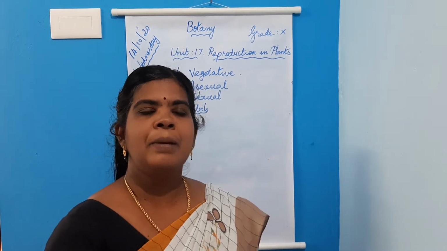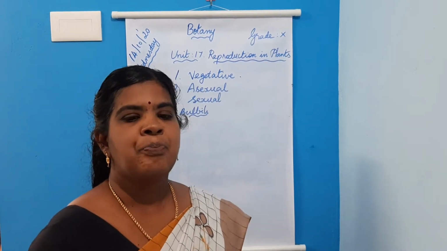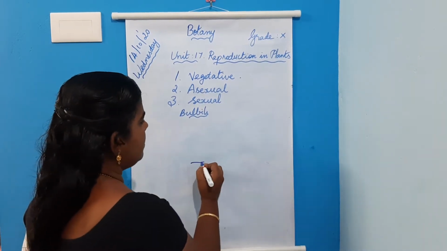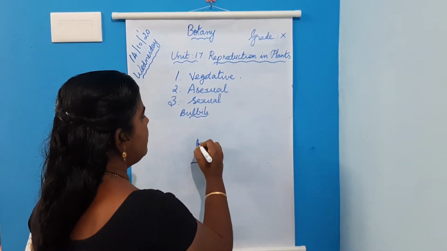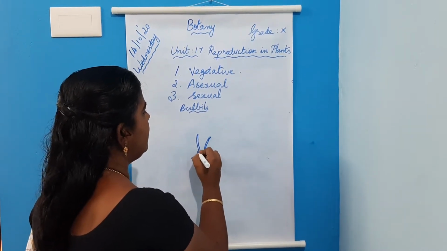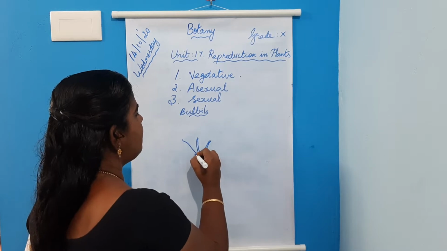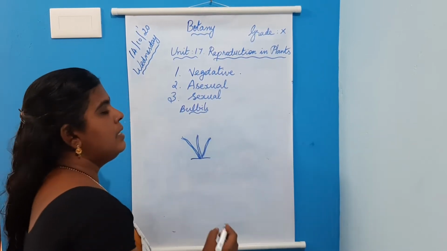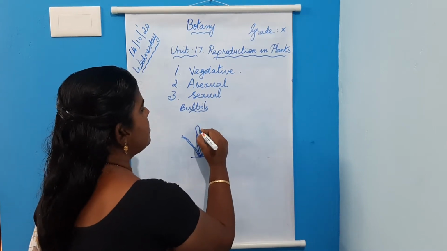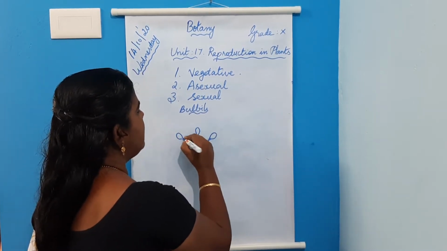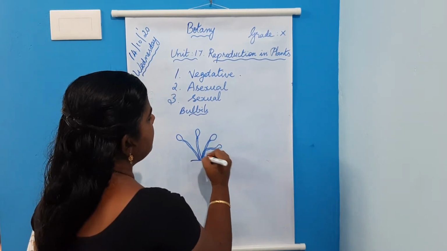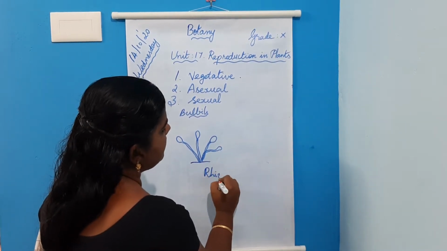It occurs by means of spore formation. In Rhizopus or Mucor, the plant body is called mycelium. The fungus Mucor, the plant body is called what? Mycelium. It will produce a spore-bearing structure called sporangium. The plant body of the fungus is called mycelium. This is Rhizopus mycelium.